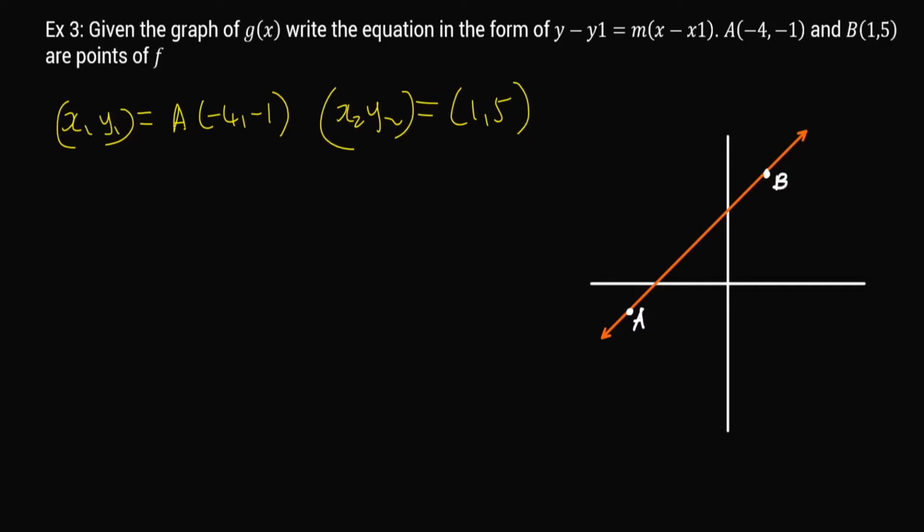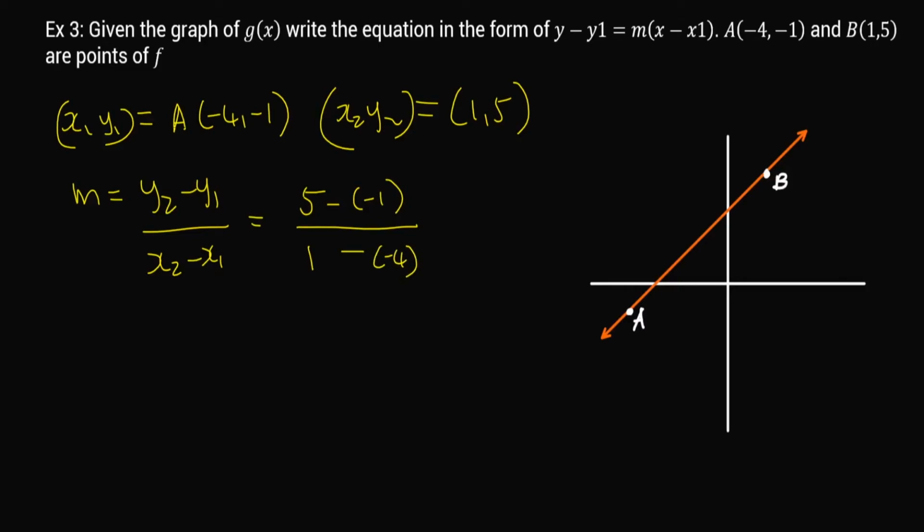And now, for us to be able to write it in this point to slope form, we have to find the gradient. And we know that the gradient is y2 minus y1 over x2 minus x1. And y2 is 5, minus y1, which is minus 1, and we have x2 as 1, and x1 is minus 4. And we know this one will be 5 plus 1 is 6, and 1 minus minus 4 will be 1 plus 4, which is 5.